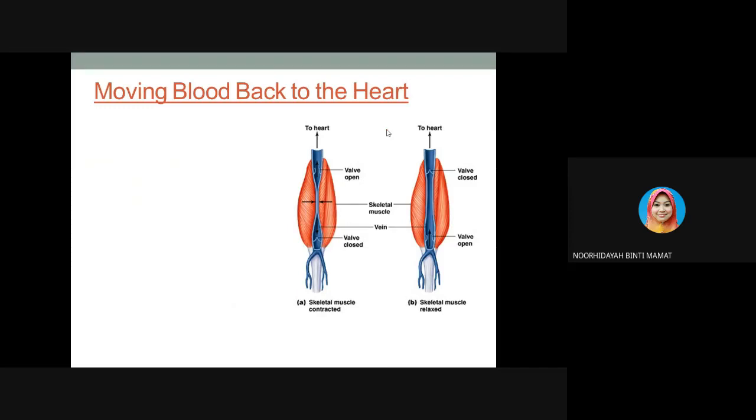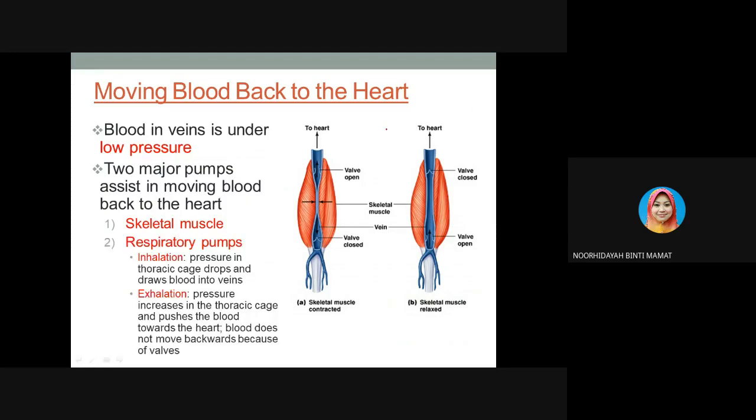Now, moving blood back to the heart. Just now we were talking about the arteries. Here in the veins, blood is under low pressure. Two major pumps assist in moving blood back to the heart. The first is the skeletal muscles. As you can see here, there is a valve. When the skeletal muscles contract, the valve here closes and the valve toward the heart opens, so the blood flows back to the heart. When the skeletal muscles relax, the valve here closes and the other opens, so there is continuous pumping by the skeletal muscle.